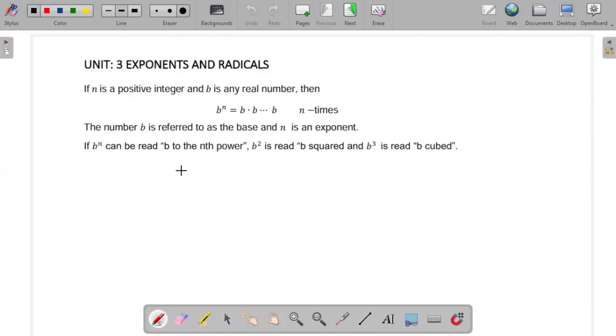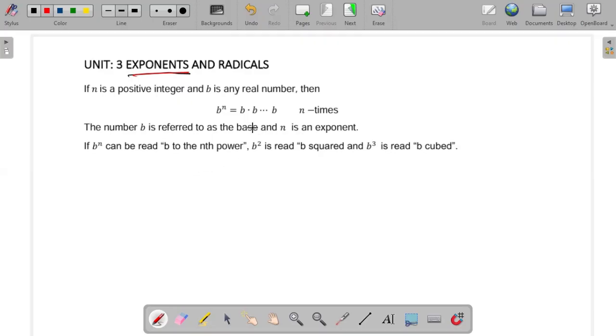In this lesson, we are going to look at exponents and radicals. We'll start with exponents first. We want to understand what these exponents are. An exponent just shows us how many times a number is multiplying itself.